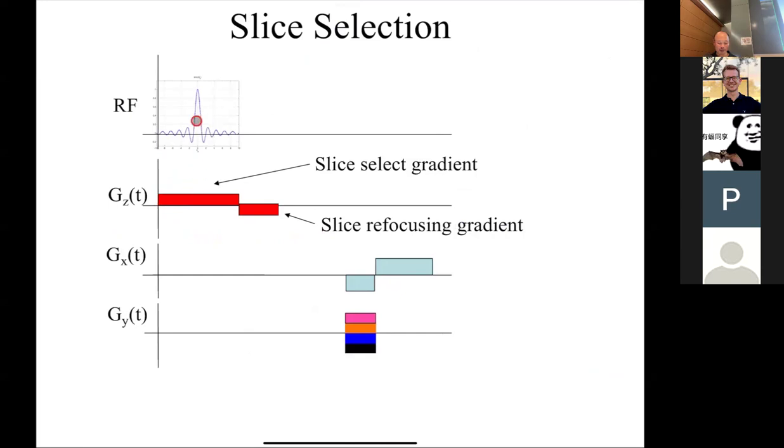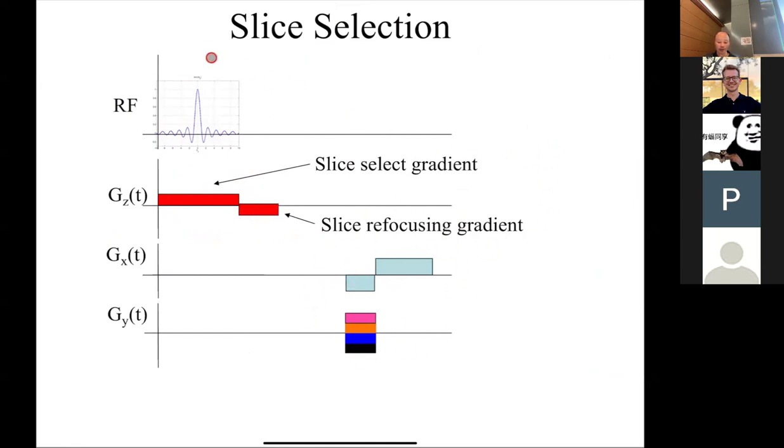So typically what you're going to see is an RF pulse, a sinc pulse, and some gradient that's selected to select the slice. And there's typically going to be a slice refocusing gradient because at the end of this slice, the spins are out of phase. And so you do need to refocus them. Okay. And then here is our typical spin warp pulse sequence.